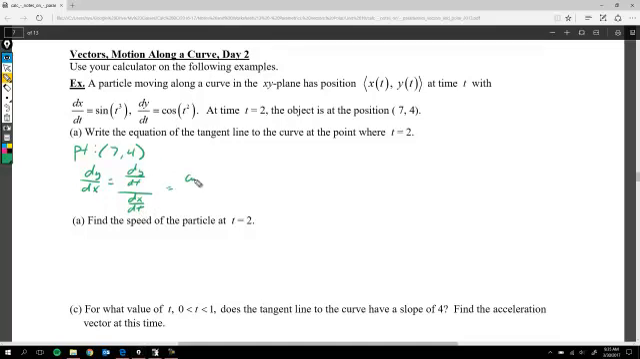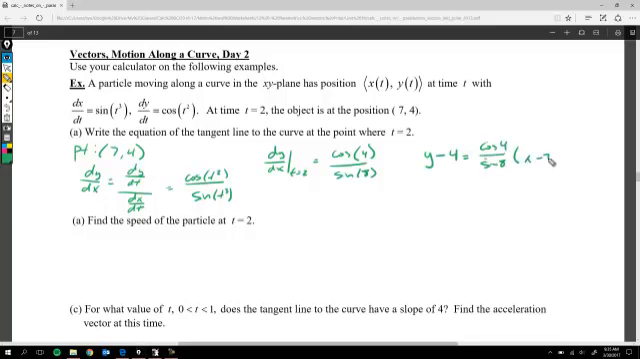So dy/dt is cosine, dx/dt is sine, right? And I'm evaluating at 2. So my dy/dx at t equals 2 is going to be cosine of 4 divided by sine of 8. All I did was plug in 2. 2 squared is 4, 2 cubed is 8. Now I can write my equation. We go to point slope form: y minus 4 equals cosine of 4 over sine of 8 times x minus 7. And that is my tangent line.